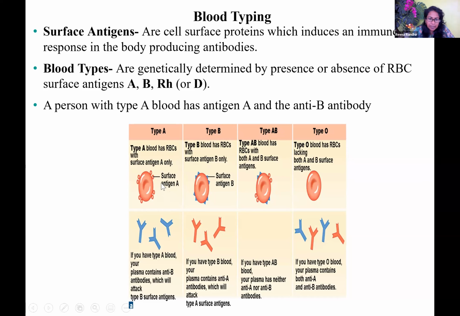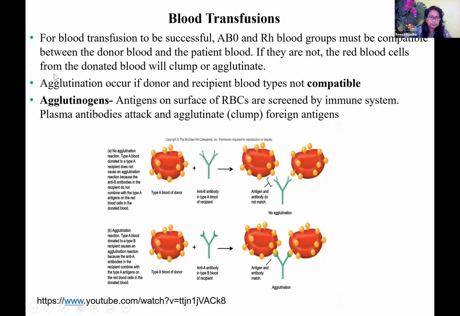So one more time, type A has antigen A on its phospholipid bilayer on the surface. So it is like a signature of that blood cell, and it's genetically determined. So if you're having antigen A, it doesn't make sense that you'll have antibody A. You'll have antibody B in your plasma. So that's the reason you cannot give blood. A type A person cannot be a donor for type B, because if you mix these together, it will clump, and that clumping is called agglutination.